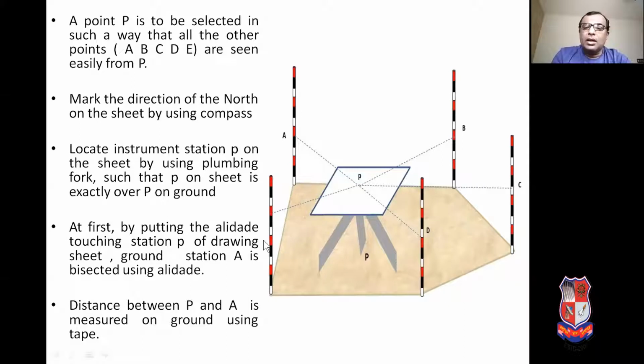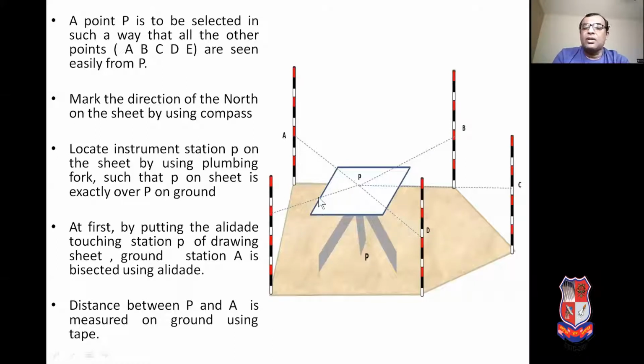You can see this figure of plane table surveying. Point P is to be selected in such a way that all the other points A, B, C, D and E are visible from station P. First we have to set the ground station capital P so that all the other stations A, B, C, D, E are visible from the single station. That is the condition of radiation method of plane table surveying basically.